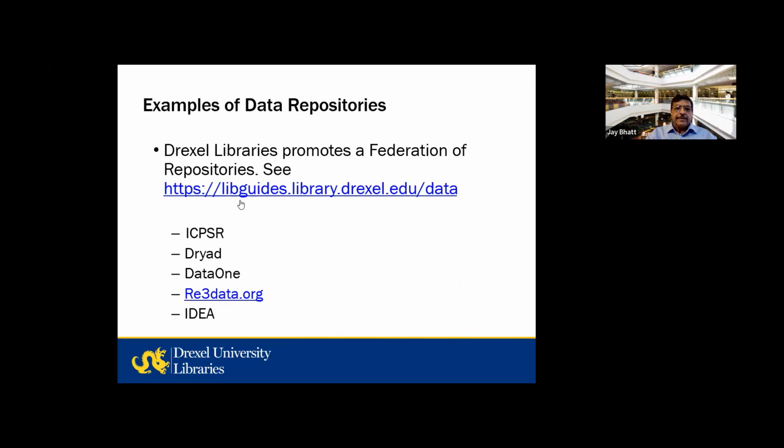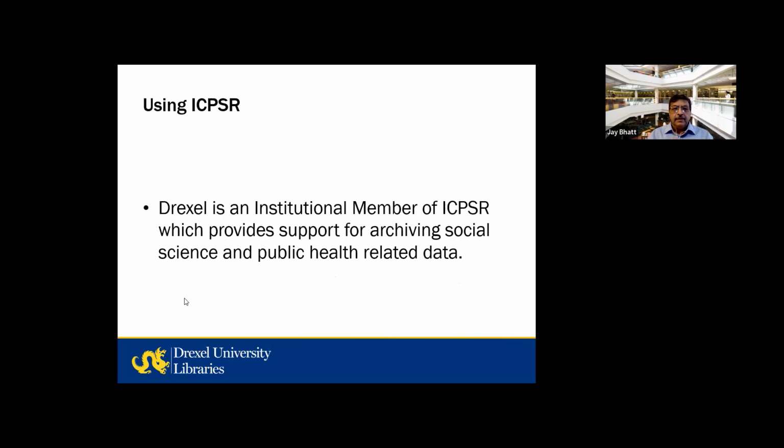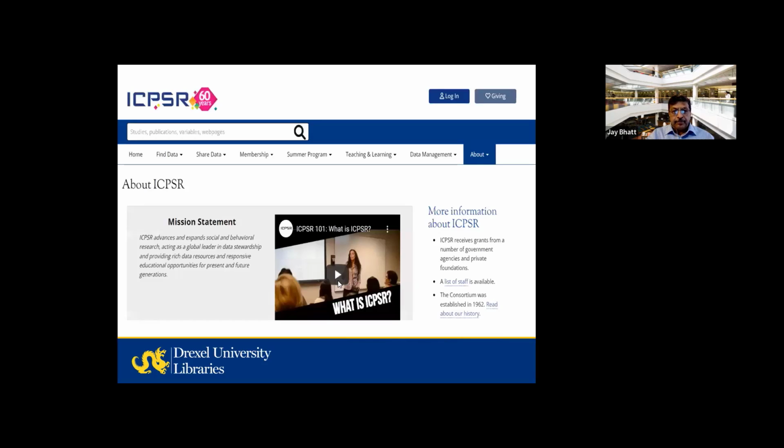We will look at some other examples of data repositories like ICPSR and DRIDE, and then continue on. So let us start with ICPSR. Drexel is an institutional member of ICPSR, which provides support for archiving social science and public health related data. The mission statement advances and expands social and behavioral research, acting as a global leader in data stewardship, providing rich data sources and responsive educational opportunities for present and future generations. So we strongly encourage you to look at find data and share data from this site.